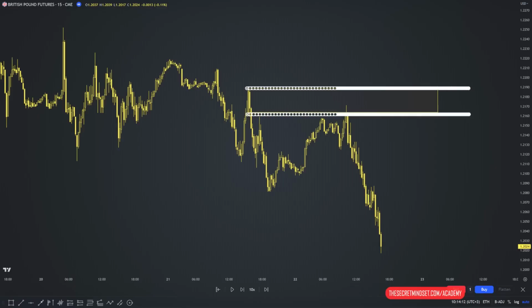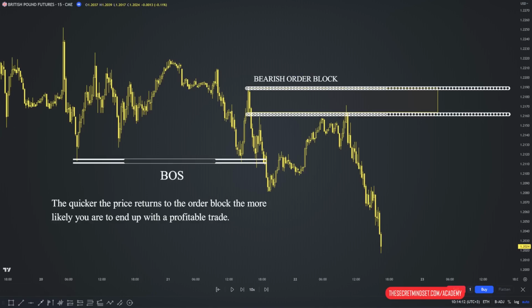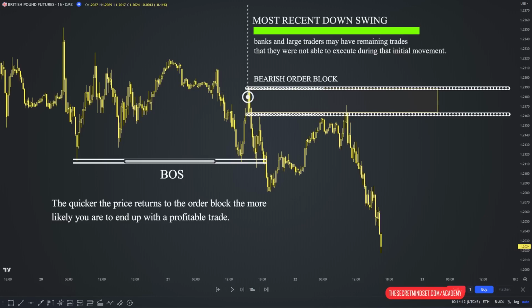Here's another example of an order block after a break of structure. Remember what I previously said, the quicker the price returns to the order block, the more likely you are to end up with a profitable trade. When the price moves up or down, forming a trading zone, it's possible that banks and large traders may have remaining trades that they were not able to execute during the initial movement.